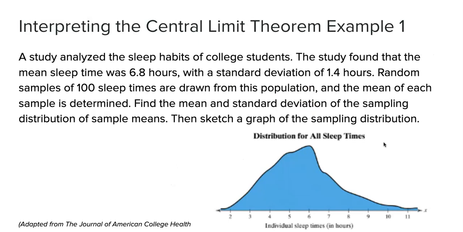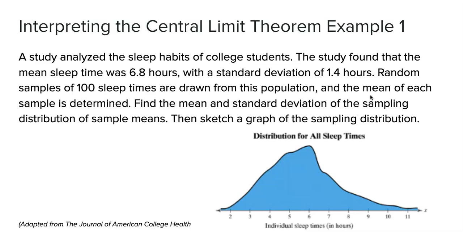Okay, the next example, let's interpret the central limit theorem. Let me read this for you. A study analyzed the sleep habits of college students, because they can be pretty crazy. The study found that the mean sleep time is 6.8 hours, which is more than I expected, with a standard deviation of 1.4 hours. A random sample of 100 sleep times, and it's 100, guys. Guess what we can use then? The central limit theorem to assume normality of the sampling distribution of the sample mean. Samples are drawn from this population, and the mean of each sample is determined.